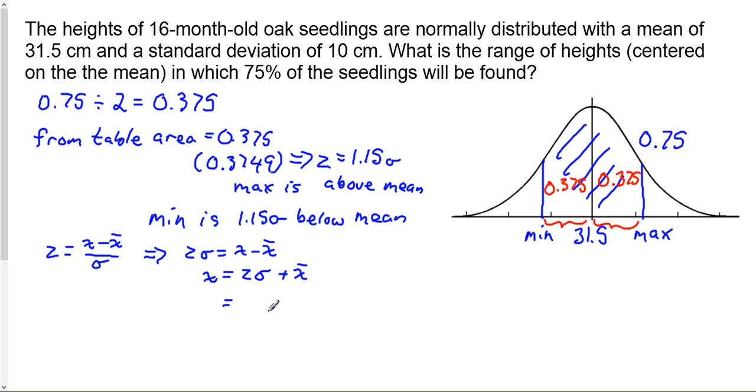So we know what our z-score is. Our z-score is 1.15. Our sigma is our standard deviation, which is 10. Our mean value is 31.5. So the x value that corresponds to this is going to be, let's see, 10 times 1.15 plus 31.5. Punching this into our calculator, we get 43. So this is our max.